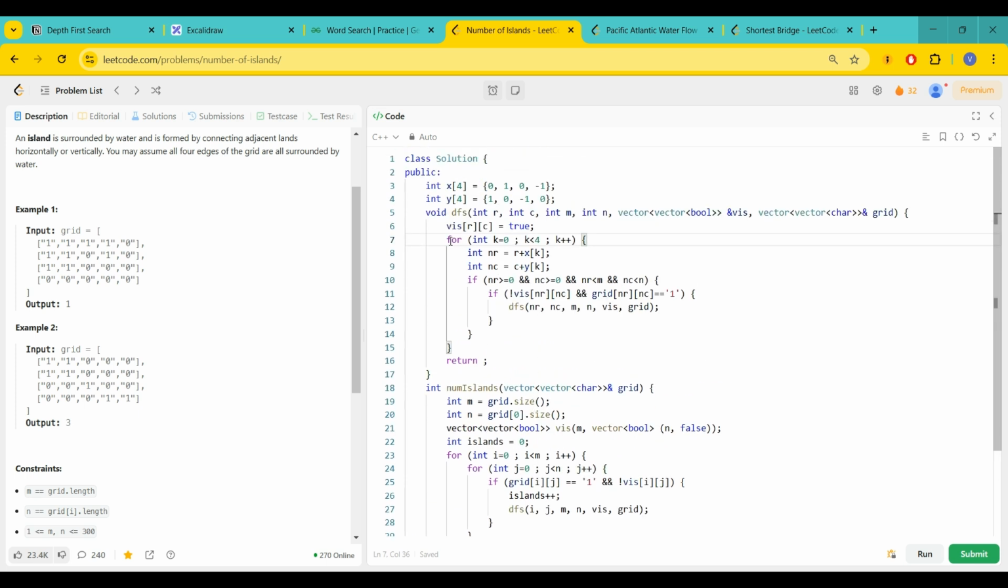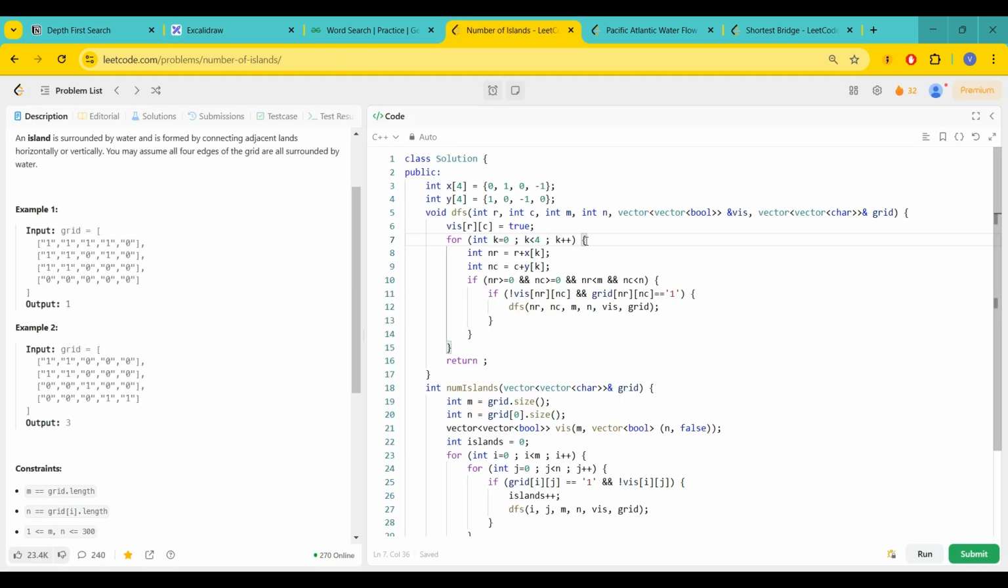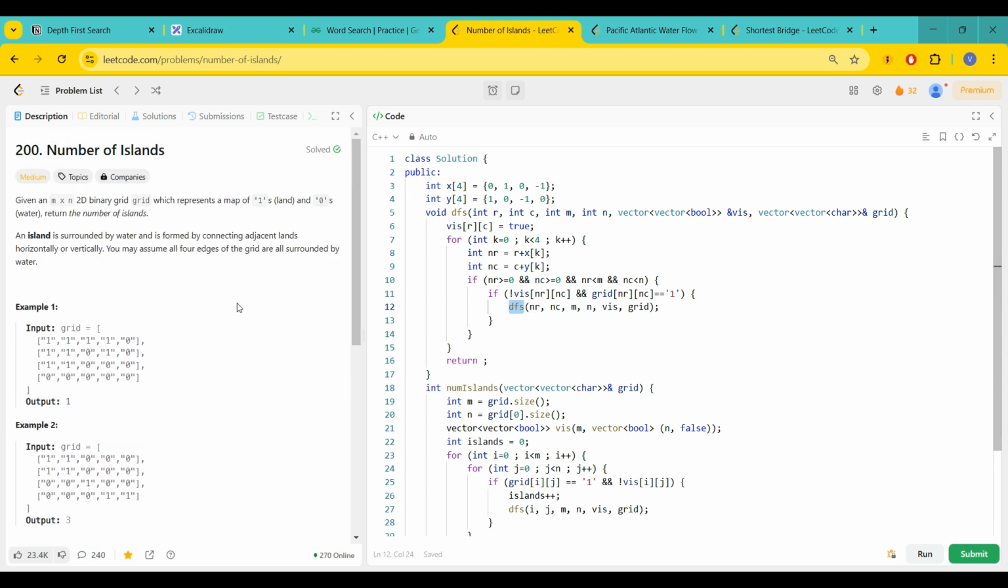Then we iterated over the four directions because it's a matrix, calculated the new row and new column, and added the constraints to check if it is valid. Again, if it is not visited and the programming logic holds, we go for DFS. Okay, now let's move to the third problem.